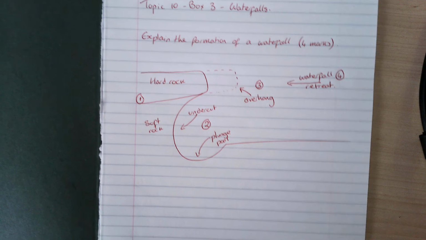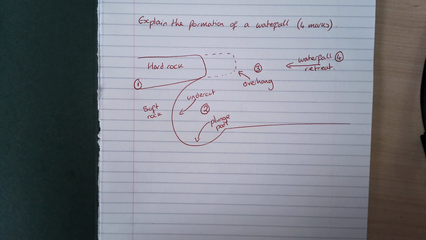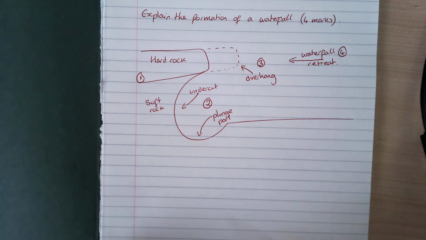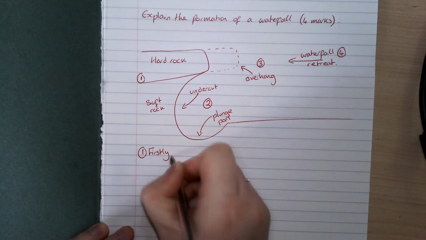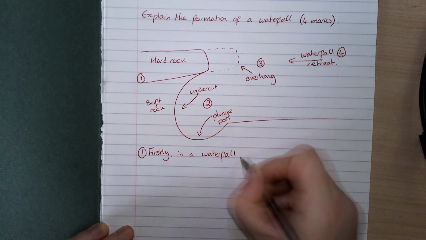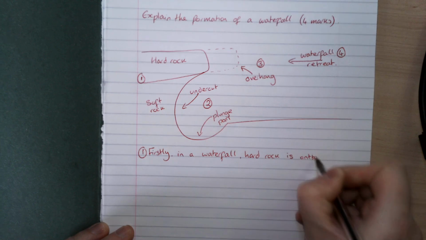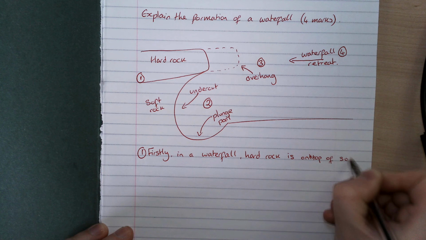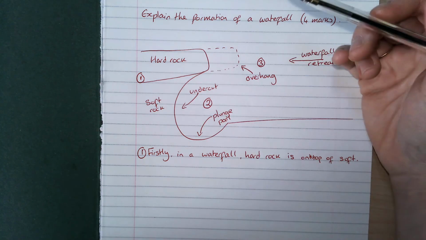Now the way you want to answer a question like this is you want to treat it almost as if you're writing a recipe. First, this happens. Next, this happens. As a result, this happens. You want to very much treat it like you are writing a process. So, my first point. Firstly, in a waterfall, hard rock is on top of soft. And that's enough to get you a mark in itself, although probably generally your examiner might give it to you there.